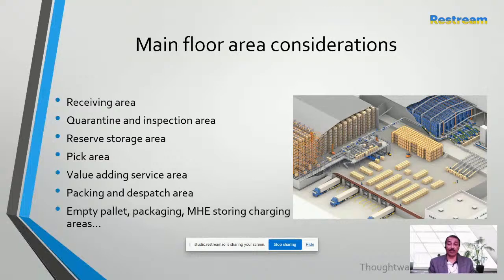Then you need to consider empty pallet, packaging, material handling, storing, and charging areas. If this is missed out in most layouts, then you will have a lot of problems. One more area could also be return products. Maybe a customer has returned some item for which you need to do a process, maybe like repairing or refurbishing before putting into stock. So a separate area should be available.